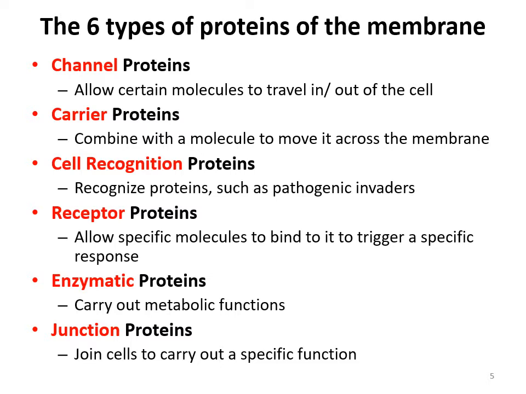Enzymatic proteins, you hear enzymes, you think metabolism, so those proteins will help with the metabolic functions. And then lastly, you have junction proteins, and a lot of times you see them called tight junctions. They basically help stick cells together, because remember we mentioned adherence and attachment as one of the functions of the membrane. Okay, so these are just some of the proteins you encounter.